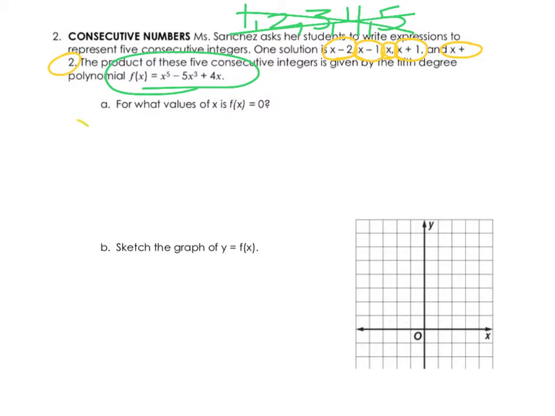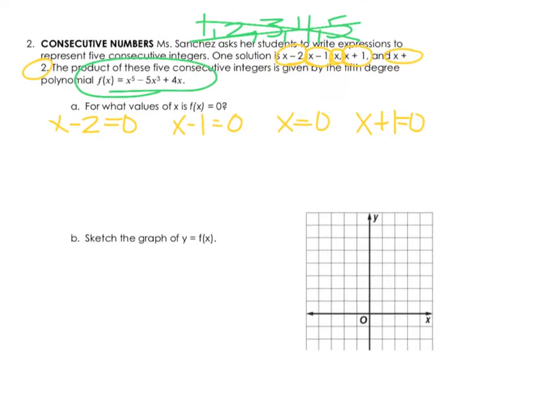So we would say x minus 2 equals 0, x minus 1 equals 0, x equals 0, x plus 1 equals 0, and x plus 2 equals 0. All right, because each factor is a part of the function. These are the factors of the function. So what we're essentially doing is saying if we set this function equal to 0, how we would solve for x is just by setting every factor equal to 0.